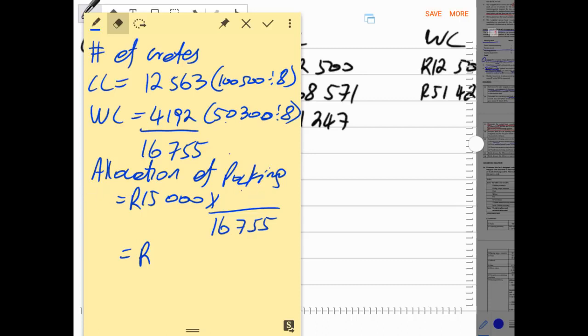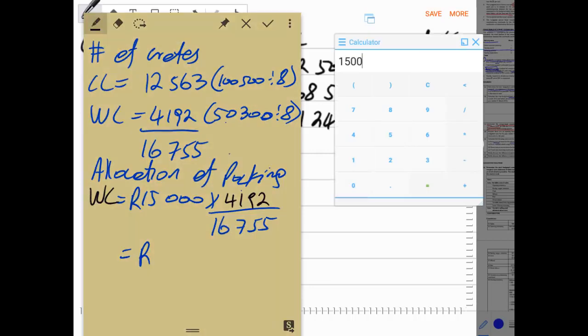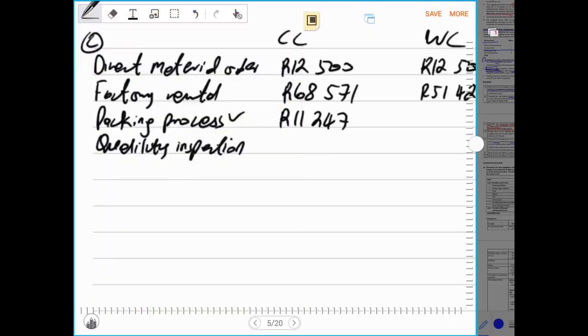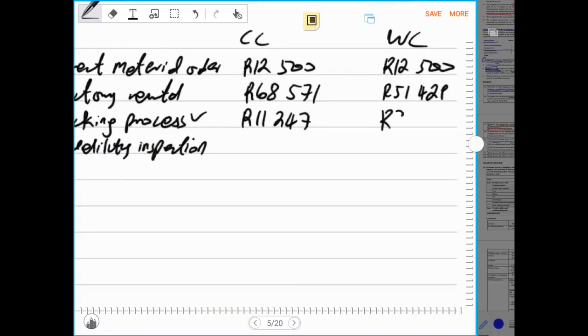Nothing changes, or no major change. We only change the name of the product. We change the number of crates, which is 4,192, because we are still allocating the same cost. It will be 15,000 times the number of crates, which is 4,192, divided by 16,755. Therefore, this gives me 3,753. 3,753 will be allocated to product WC.